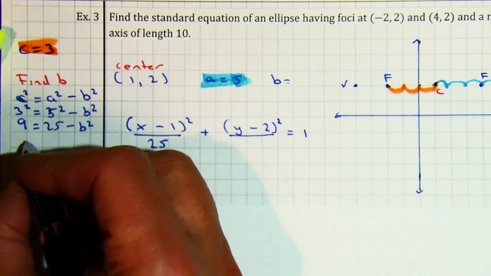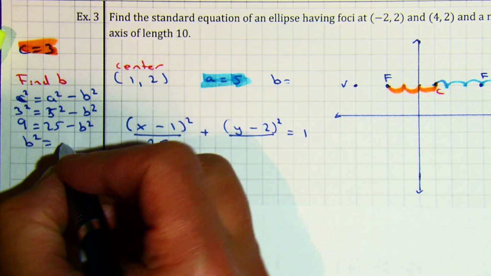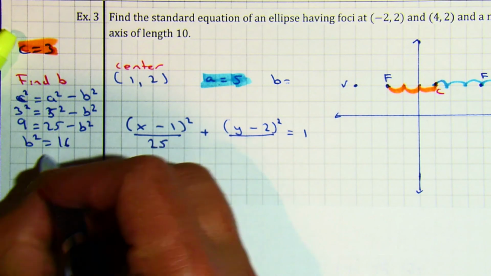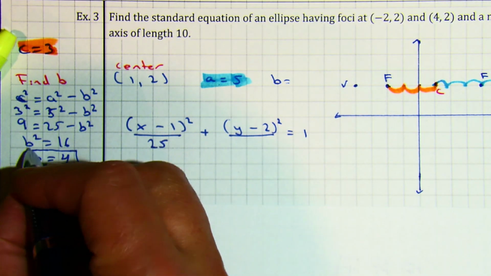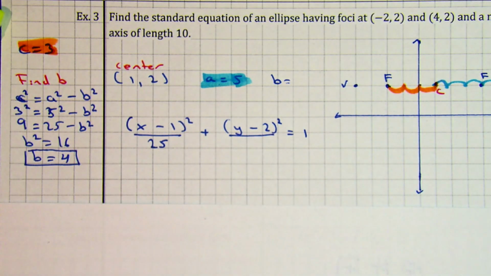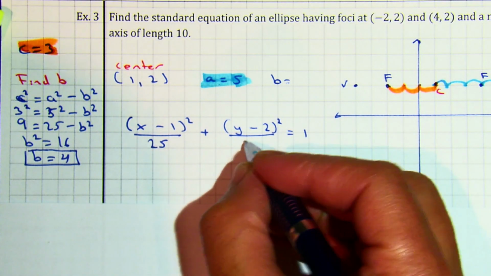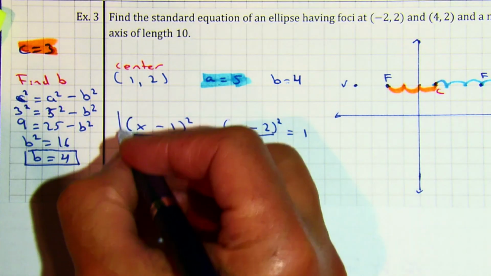Minus 25 on both sides, so therefore, or move my b to the left because positive b squared. 25 minus 9 is 16, so therefore b equals 4. No, that's not correct. Is it correct? That's not. So that'll be 4, but here will be correct. This is 4, and this is b squared, which is 16. And that is the equation.